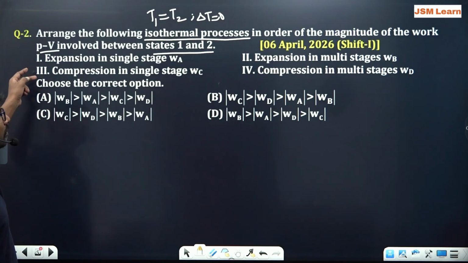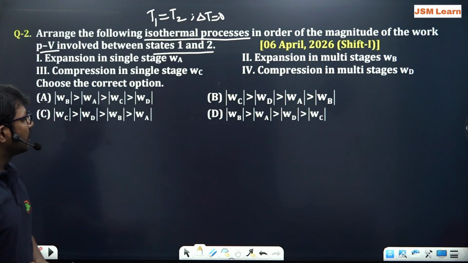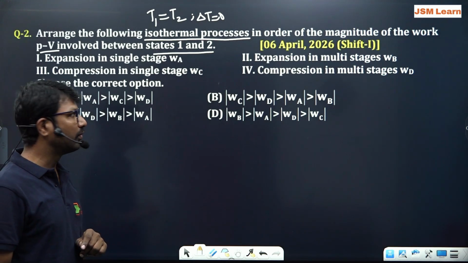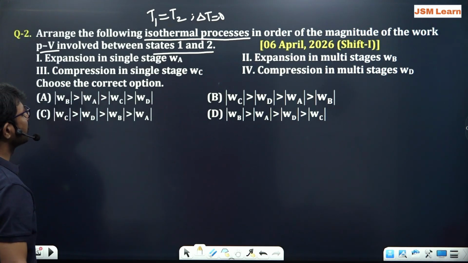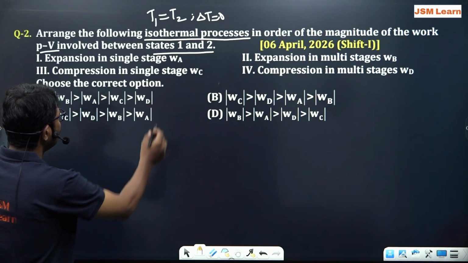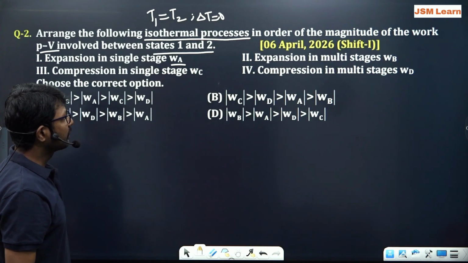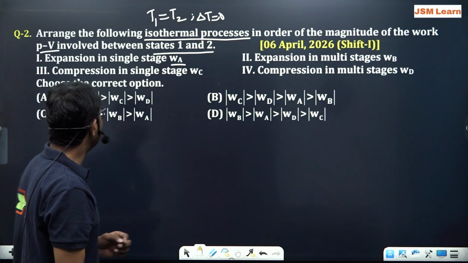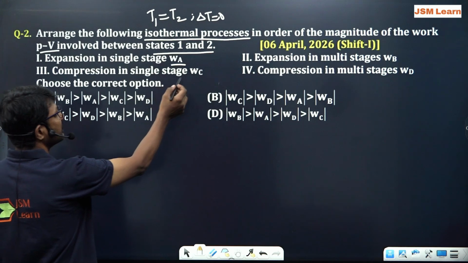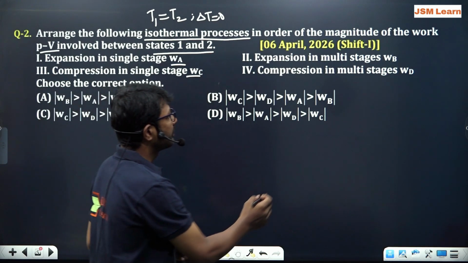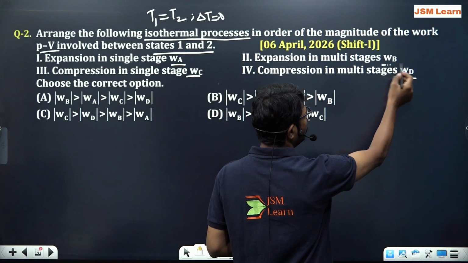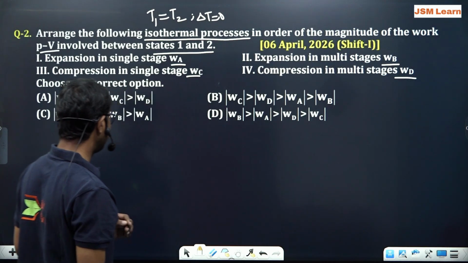So here some 4 different processes are given. Now choose the correct option. Finally, we have to identify the order of magnitude of work. First one, expansion in single stage, WA, they have mentioned. And second one, expansion in multi-stages, WB. Compression in single stage, WC. And compression in multi-stages, WD. So we have to identify.